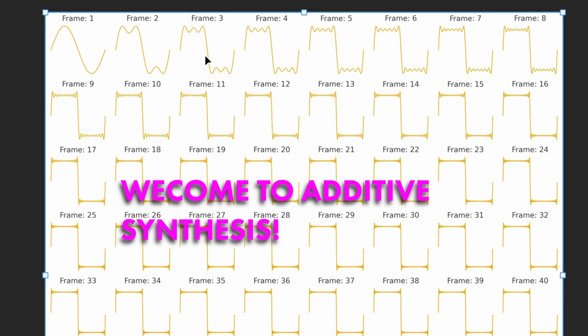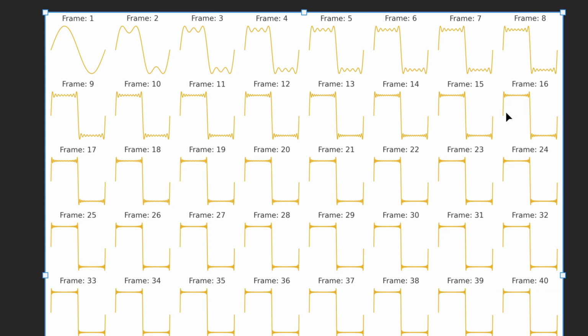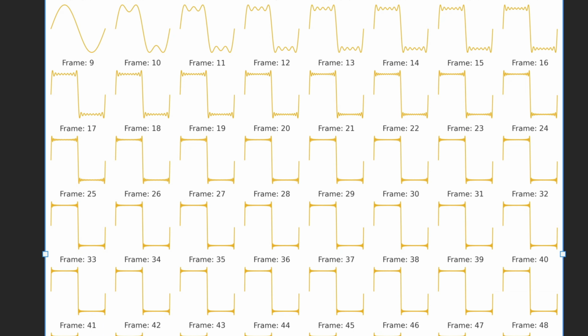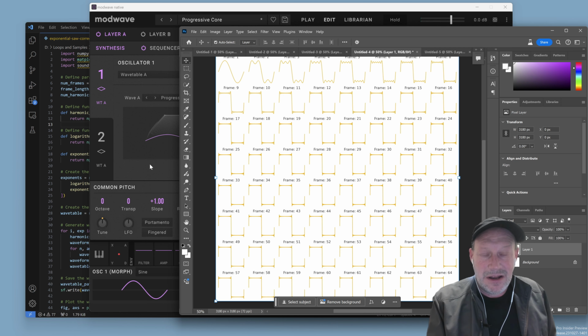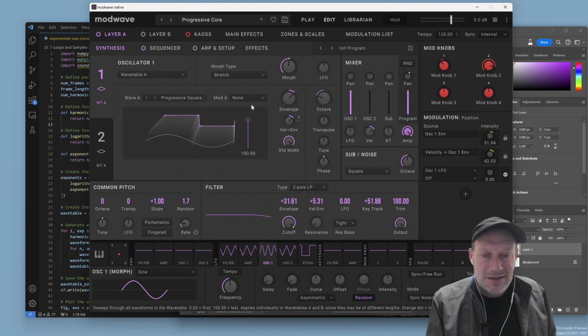And then here's the third frame, the next odd harmonic being added, fourth frame, fifth, sixth, and you can see that by the time we get to like 16, we've essentially got our square wave. And of course we can keep adding harmonics, but we don't really need to add that many to get to what is essentially a true sounding square wave.